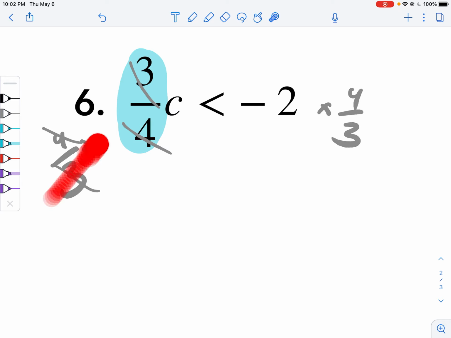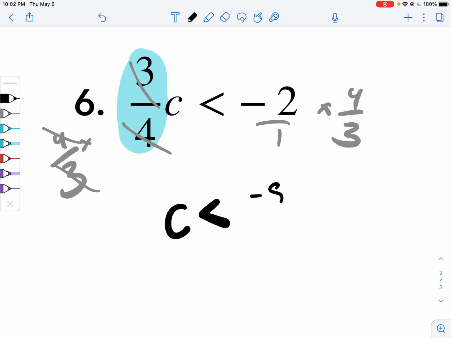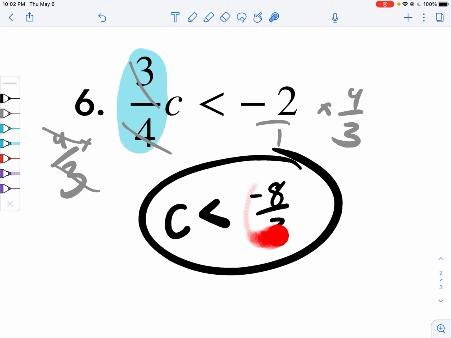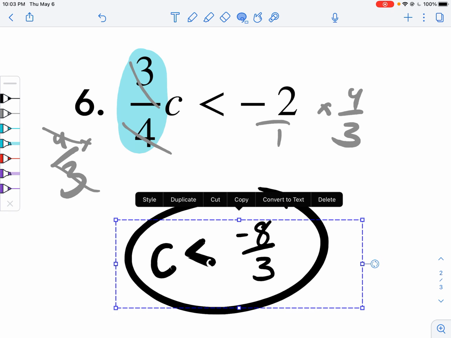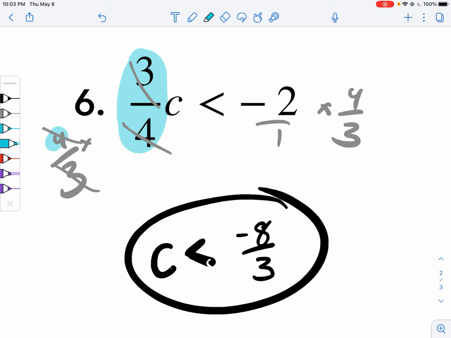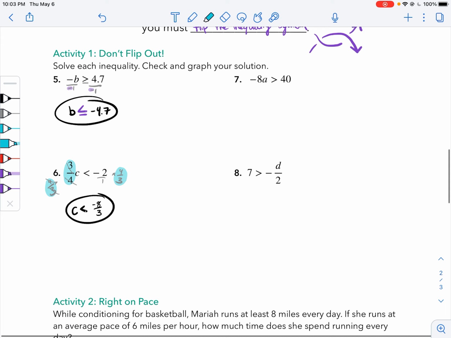But we didn't multiply by a positive or negative number, so we're going to keep the inequality symbol the same. It does not flip out. We're left with -8 on top, 3 on bottom, and we leave it alone. So even though this number that we end up with is negative, we're not going to flip around because the thing we multiplied by is not negative. So we didn't flip out.